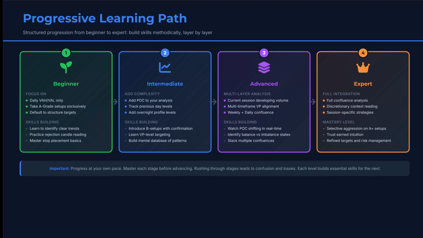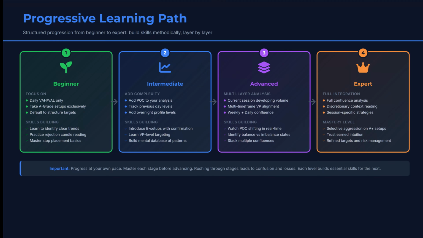You've documented 200 to 300 trades. You've reviewed your journal weekly. You've refined your rules. Now you trust your discretionary reads. Refined targets and risk management. You scale out at multiple targets. You trail stops. You adapt position size based on setup grade and session characteristics. This is the expert level.